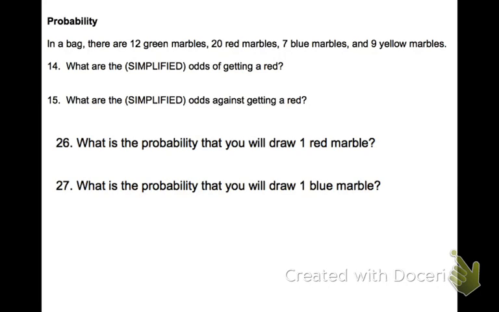Unit 5 Study Guide, Probability Problems, numbers 14, 15, 26 through 31. So in a bag we've got 12 green marbles, 20 red marbles, 7 blue, and 9 yellow marbles. I'm just going to make a note that my total number of marbles is 48.